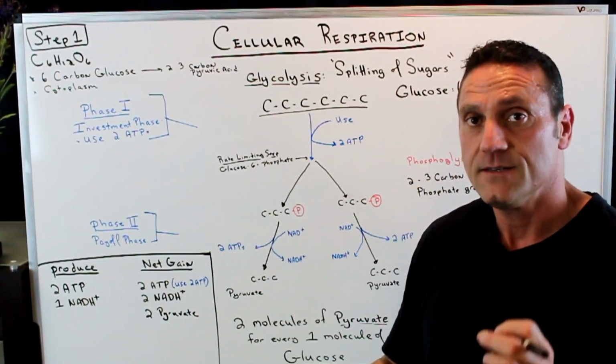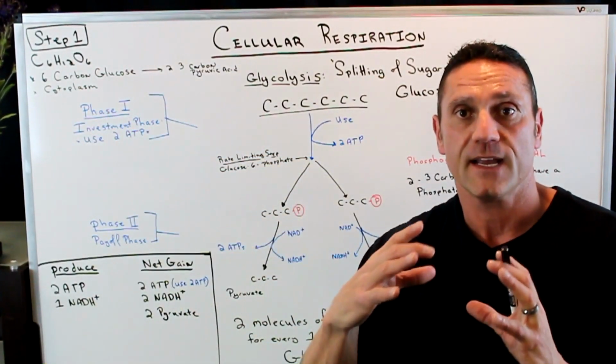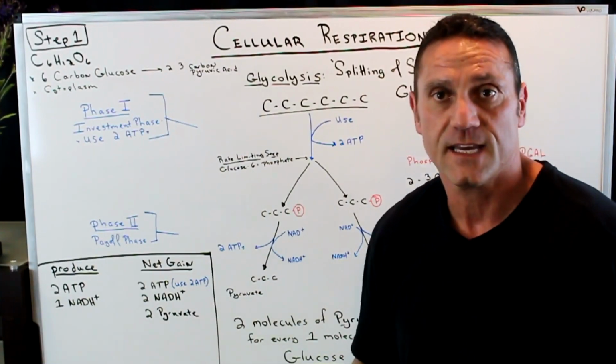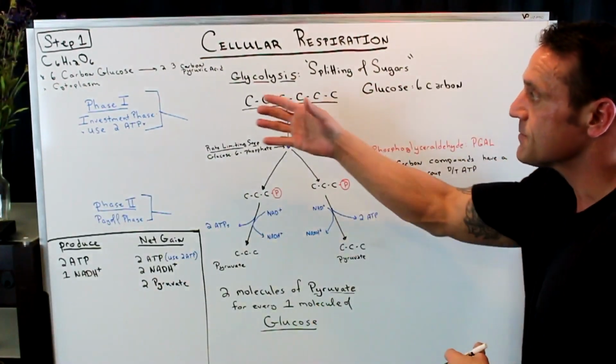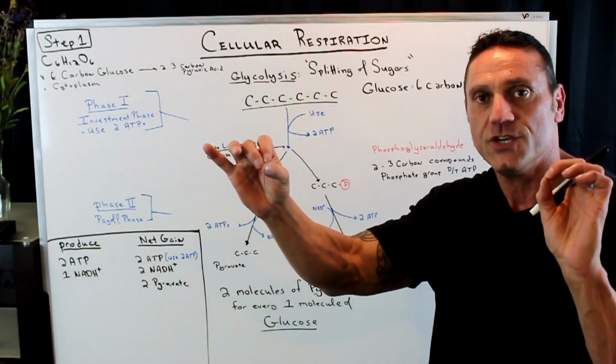One thing you want to locate is where it is located. It's located in the cytoplasm. It's not within the mitochondria. So that's a key thing to note. So, cellular respiration, glycolysis, step 1, the splitting of the sugars.